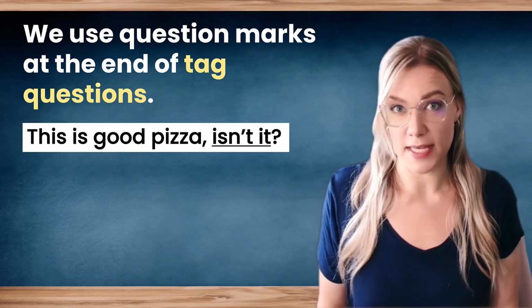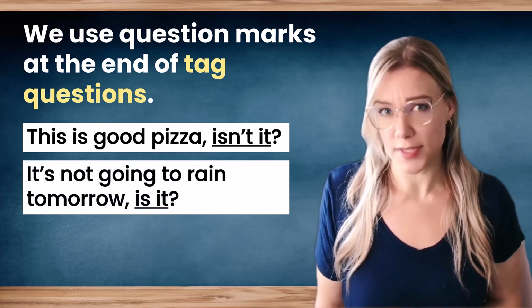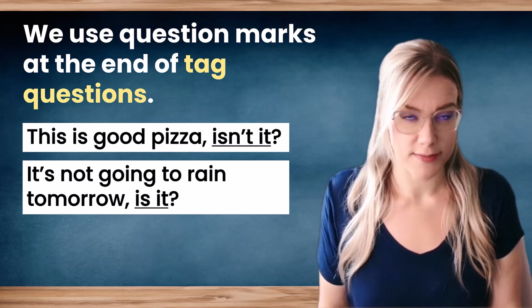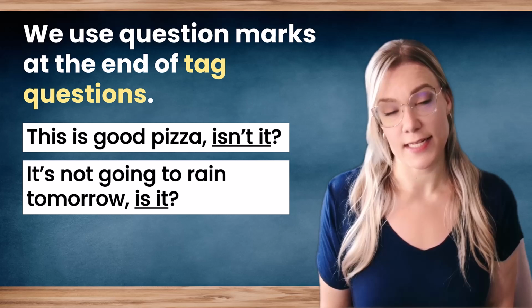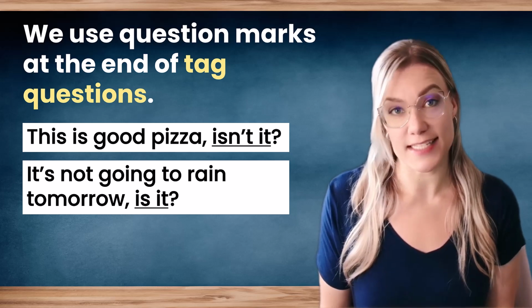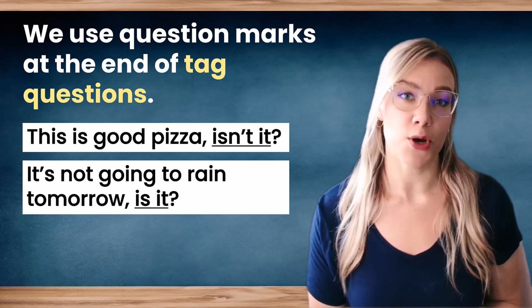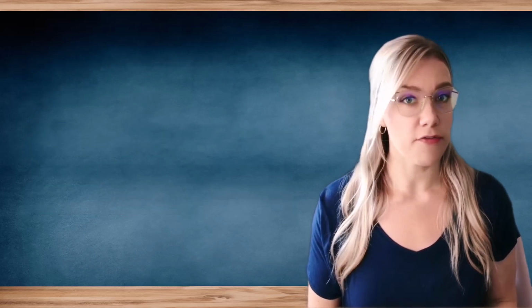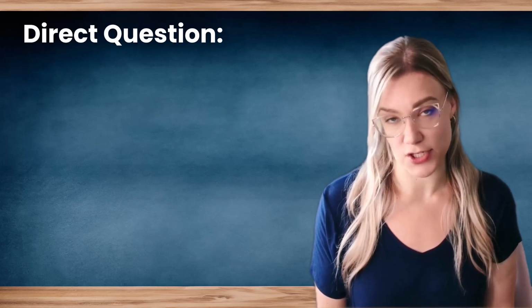Another example might be, it's not going to rain tomorrow, is it? In this example, I don't think it's going to rain, and I want you to confirm that it's not going to rain. So in these examples, we would add question marks at the end because it's a tag question that's added after a statement. Now, it's also important to note that we use question marks at the end of direct questions. However, we do not use question marks at the end of indirect questions.